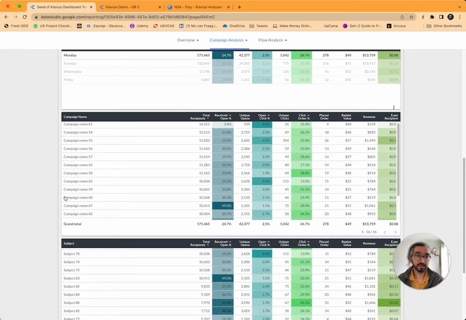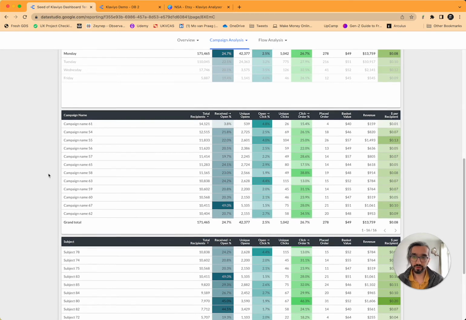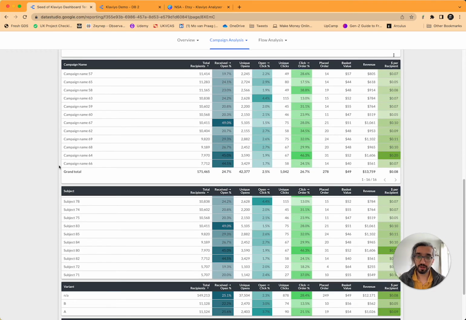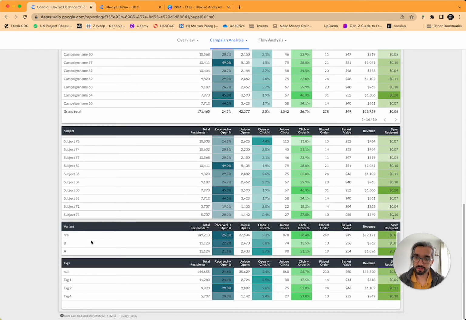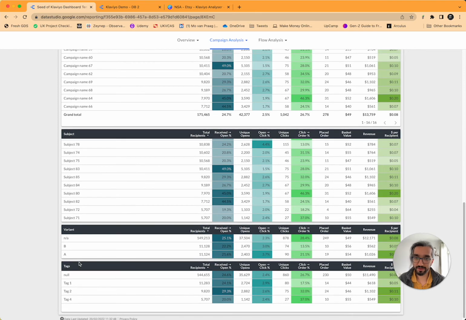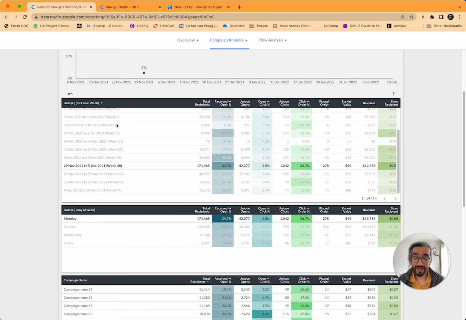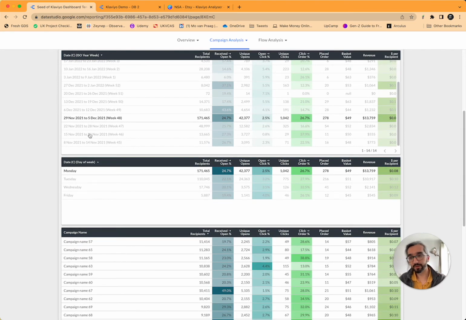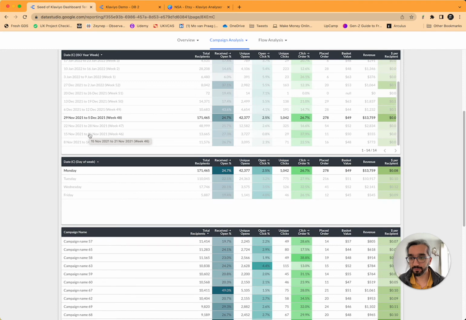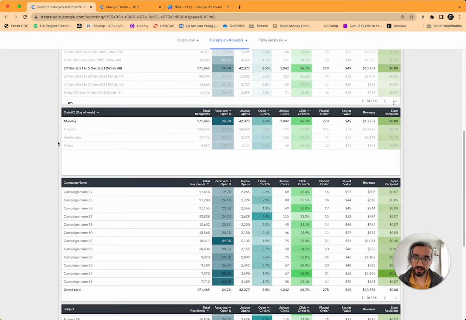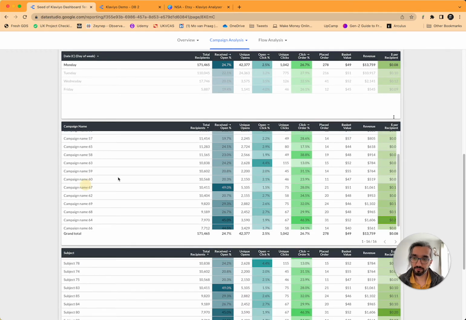By the way, I replaced all the actual data with dummy naming. So you will have your own campaign names and own subjects. It will be fancy when you use the actual dashboard. These are the variants, and these are the tags. And if you look here, all the pages have a filter, so I can drill into whatever I need. Now I am looking at week 48 and Monday, and we have this amount of campaigns.